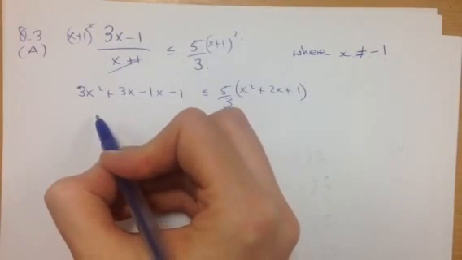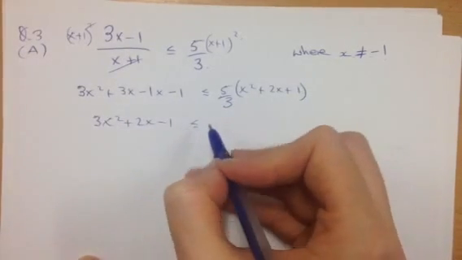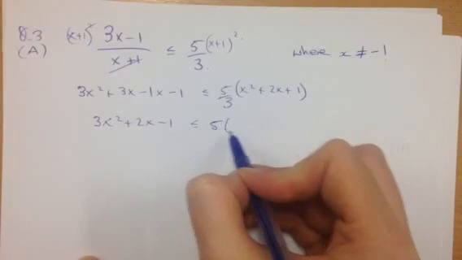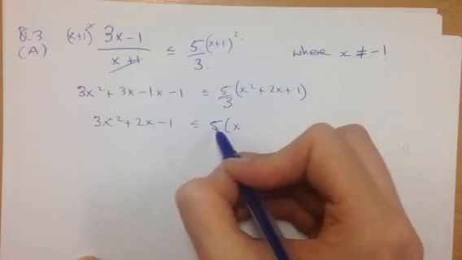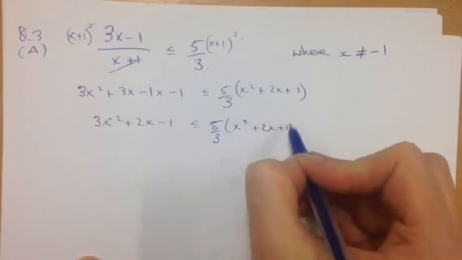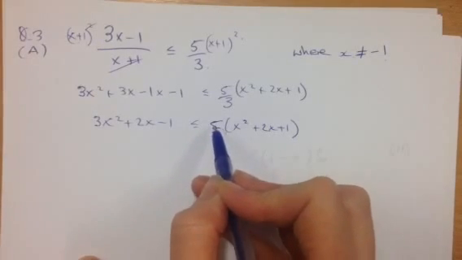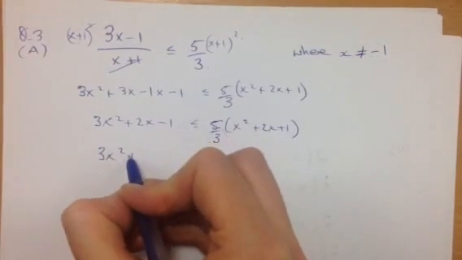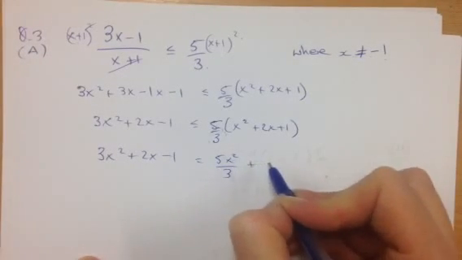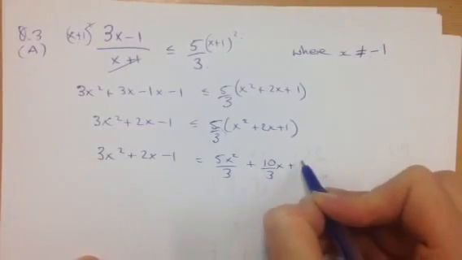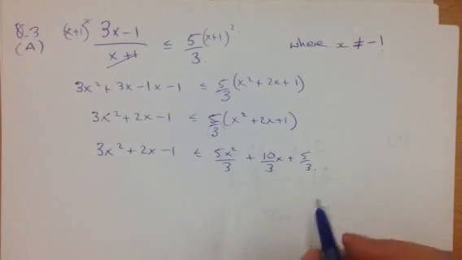You'll end up with 3x squared plus 2x minus 1 less than or equal to 5 over 3 times x squared plus 2x plus 1. I'm going to multiply this 5 over 3 in. That gives me 5 over 3 times x squared plus 2x plus 1, and then I'm going to multiply everything by 3. And again, multiplying by 3 is no problem.